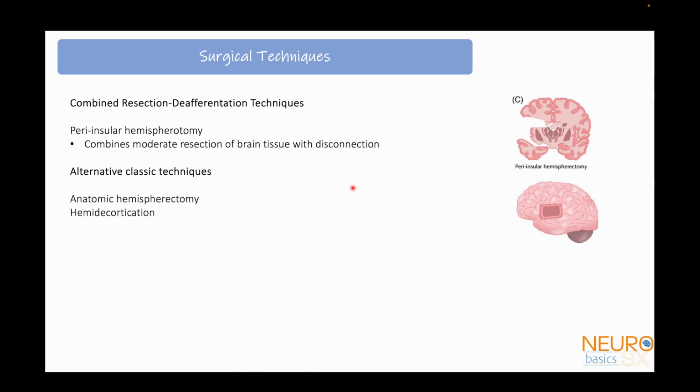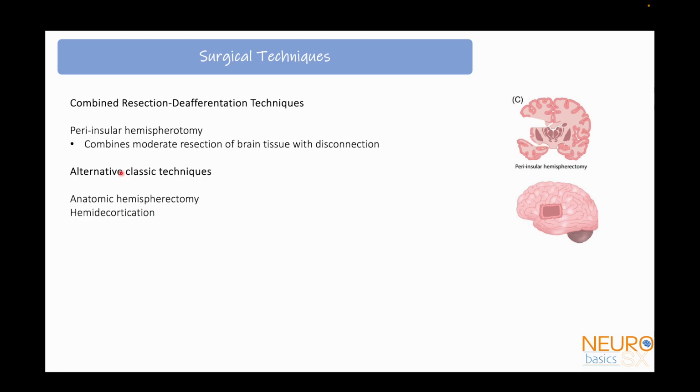Okay, so the next technique is a peri-insular hemispherectomy. So here, this is a combined resection and deafferentation technique. So in this technique, there's a moderate resection of the brain tissue and there is disconnection along with that. So as we can see over here, we go in, open the sylvian fissure, resect part of the insula, go above the insula, there's a suprainsular window and there's an infrainsular window to cause these disconnections. So this is a combined resection with deafferentation, so the peri-insular hemispherectomy.